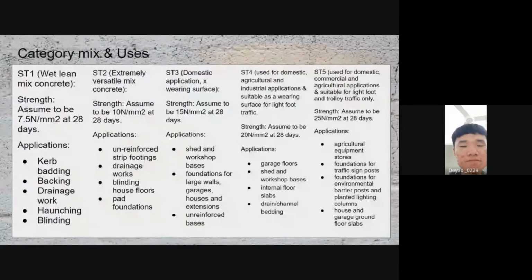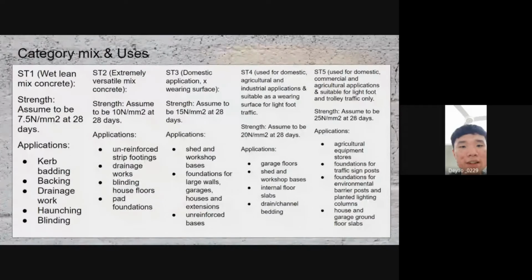So this is the category mix and uses. For ST1, which is also known as wet lean mix concrete, the strength is assumed to be 7.5 Newton per millimeter square at 28 days. And the applications are as stated below, which are kerb bedding, backing, drainage work, haunching, and blinding.